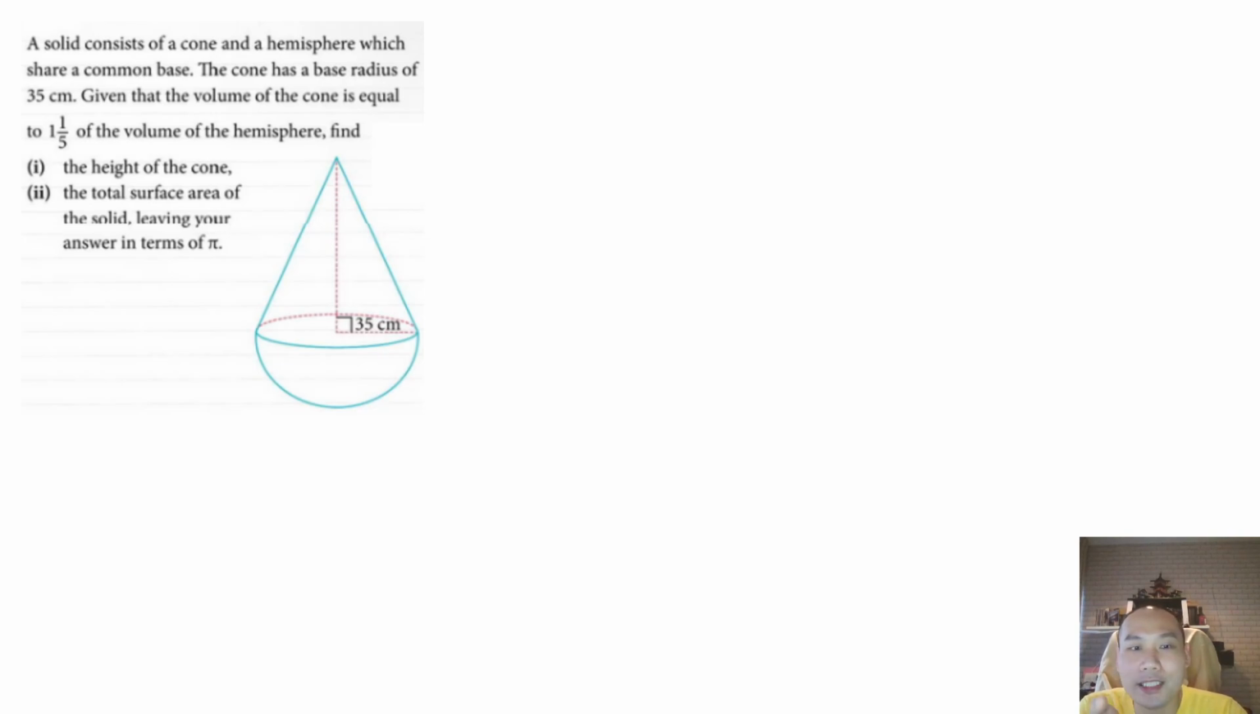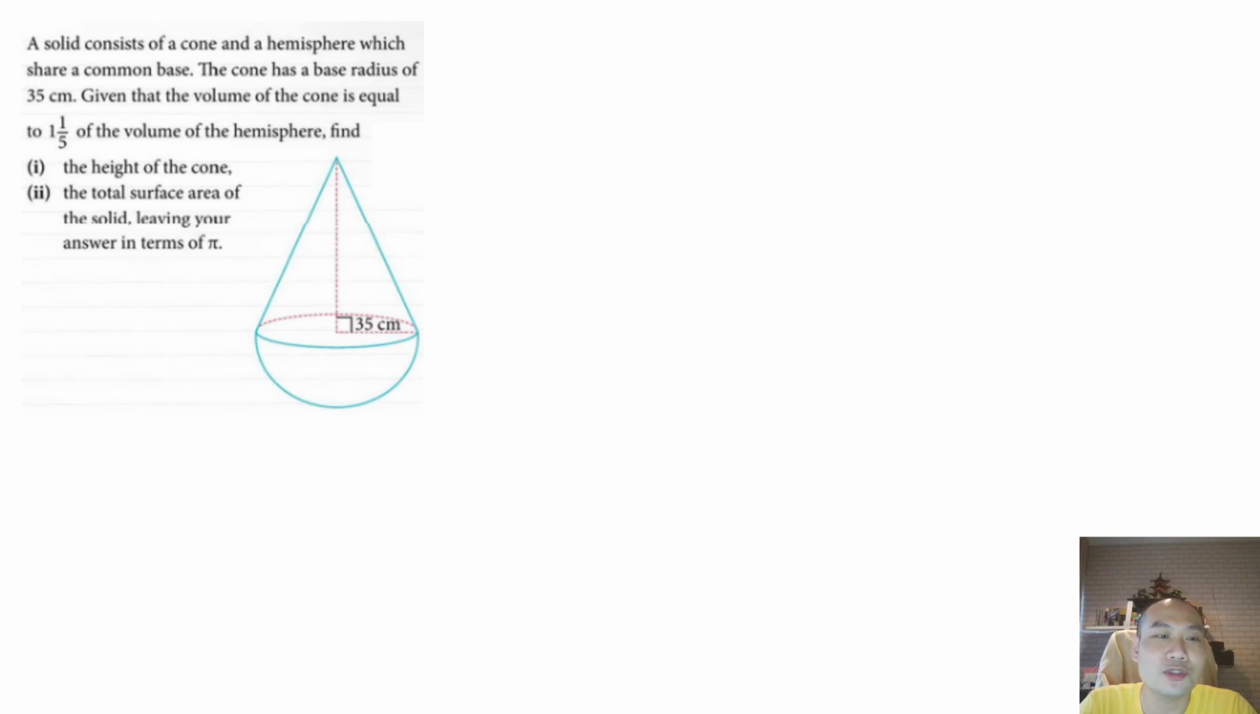So the radius of the base of the cone and the hemisphere is given as 35 centimeter already there. Okay, so just like the previous question, we are looking out for some kind of comparison as well. So this time around, what are we comparing? We know that the volume of the cone is equals to 1 and 1/5 the volume of the hemisphere. So that 1 and 1/5 is of course 6/5. That means the volume of the cone is 6/5 the volume of the hemisphere. So that's the information we have.